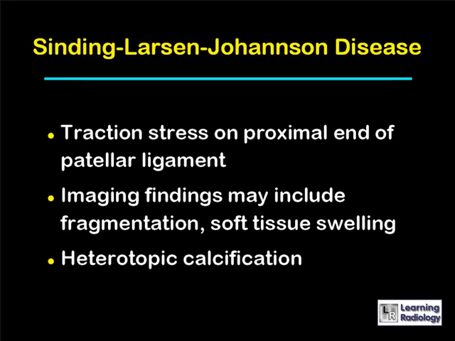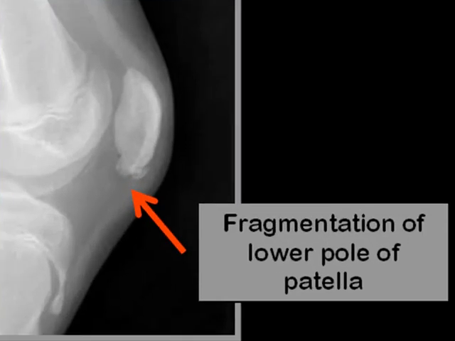This is an example of Sinding-Larsen-Johannson disease in which there is fragmentation of the lower pole of the patella. This would look radiographically identical to a patella with multiple ossification centers, but the presence of pain and tenderness in this region would identify it clinically as Sinding-Larsen-Johannson disease.